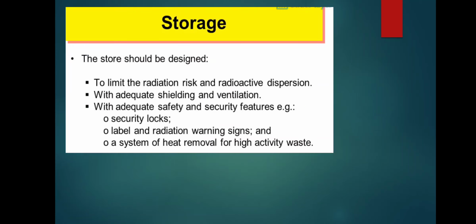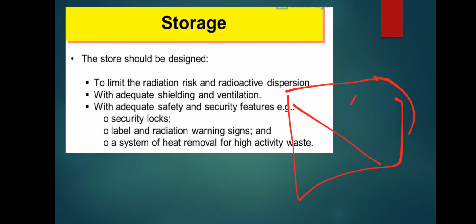The store should be designed to limit the radiation risk and radioactive dispersion, with adequate shielding and ventilation, adequate safety and security locks, labels and radiation warnings, and a system of heat removal for high activity waste. These signs you are observing on the radioactive element box. That sign should be maintained.